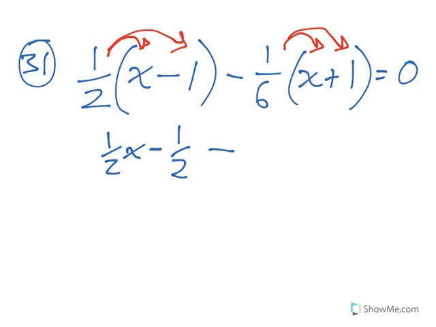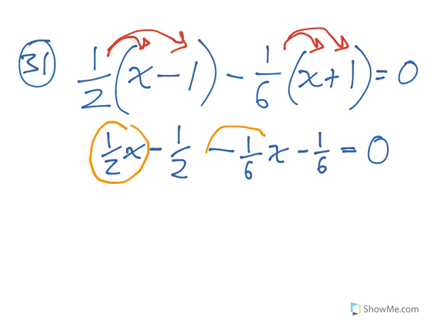Now we have this part here. Negative 1/6 times x is negative 1/6 x. Negative 1/6 times 1 is negative 1/6, and it equals 0. So we've just removed our parentheses. Now let's do ourselves a favor and collect our like terms. We have 1/2 x here, we have negative 1/6 x here, here we have a negative 1/2, and here we have a negative 1/6.